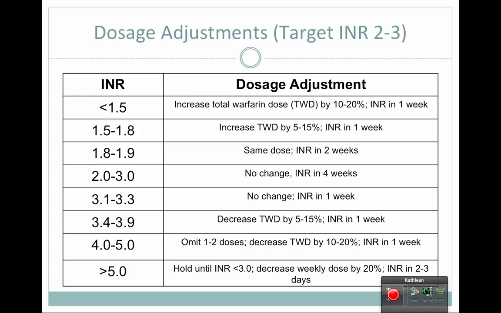If they have an INR between 4 and 5, omit 1 to 2 doses, decrease total warfarin dose by 10 to 20%, and get an INR in 1 week. If the INR is greater than 5, hold until INR is less than 3, decrease weekly dose by 20%, and get INR in 2 to 3 days.